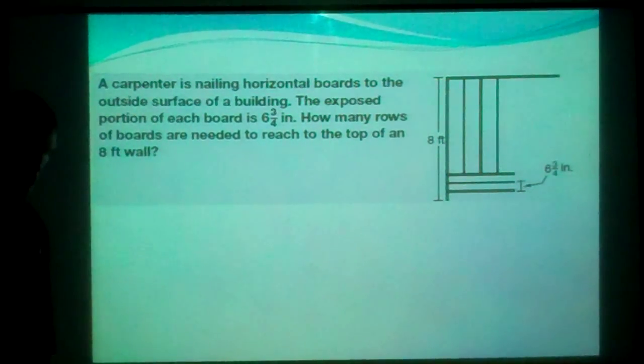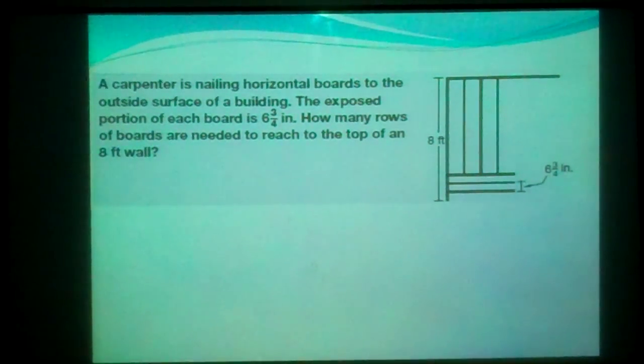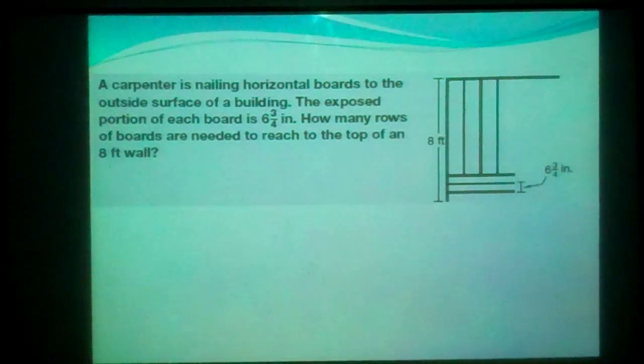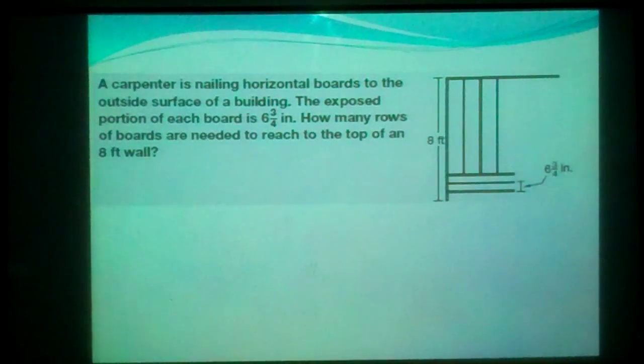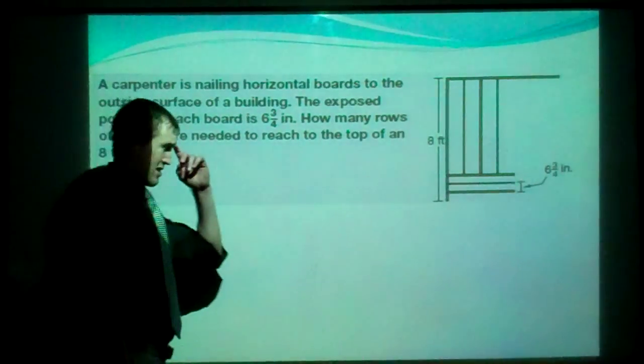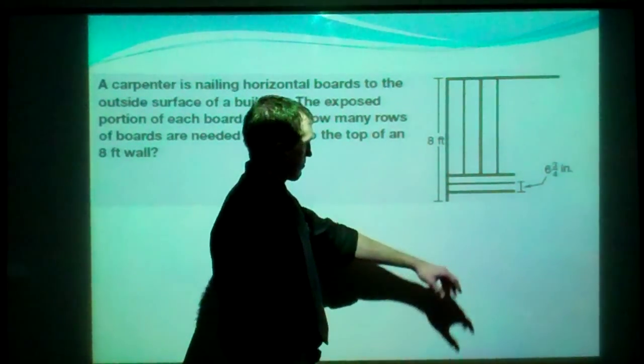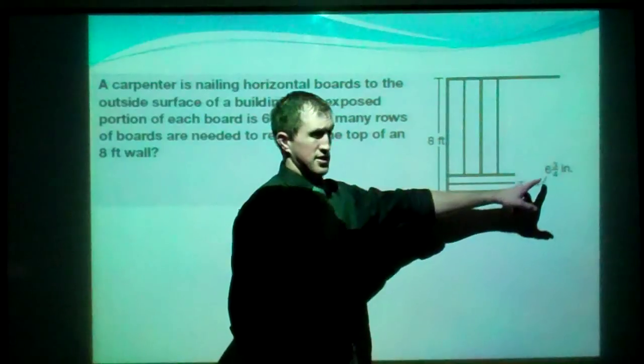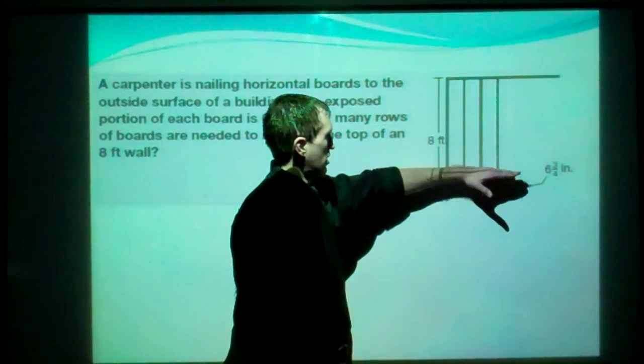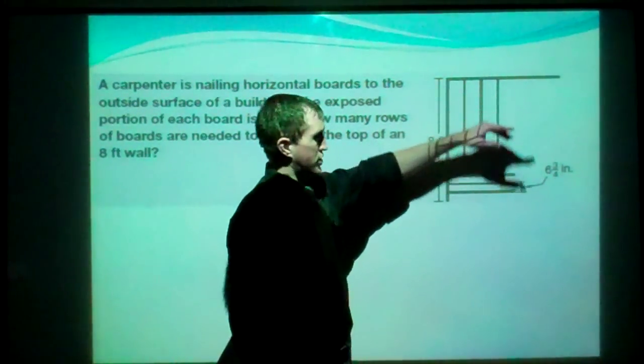Here's a good word problem to look at for dividing. I think it's a division problem. A carpenter is nailing horizontal boards to the outside surface of a building. The exposed portion of each board is 6 3/4 inches. How many rows of boards are needed to reach the top of an 8-foot wall? So, if we're looking at our 8-foot wall here, we've got these boards that are 6 3/4 inches. How many boards are we going to need to stack up to reach our 8 feet?